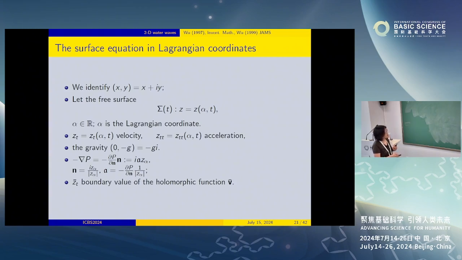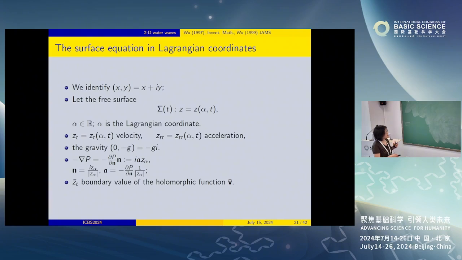So the interface, we write as z equal to z(alpha, t). Alpha is a Lagrangian coordinate. Then zt, taking the derivative in t, means velocity. If I take 2 derivatives in t, I get acceleration, okay? So basically, I try to write down the Euler equation on the interface, right? I already know the acceleration is ztt. The gravity in complex variables is minus gi. So in fact, later on, I'm going to take this little g as 1, okay?